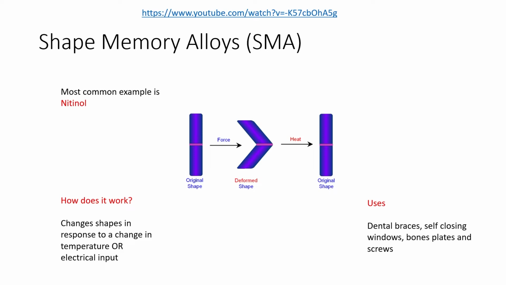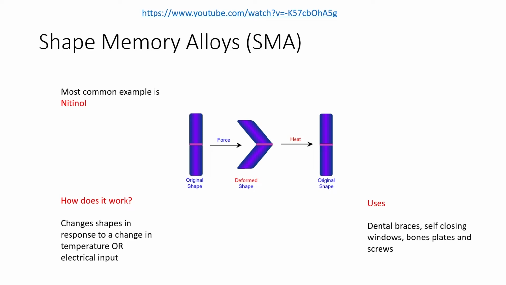So shape memory alloys. The most common example of that is nitinol. It's basically a thin strip of metal that you can deform, bend, twist, shape however you want, and then it will change its shape depending on temperature or electrical input. It might be that you bend it, then you put it in hot water or you heat it up and it will snap back into its original place, or it might be a little electrical current and that will snap back into place. Most commonly it's used in things like dental braces, self-closing windows, bone plates, and screws.